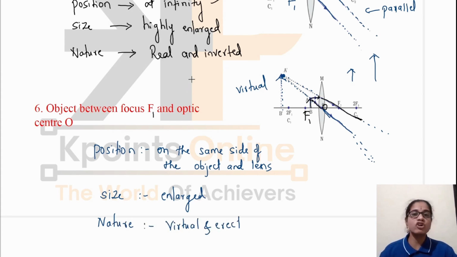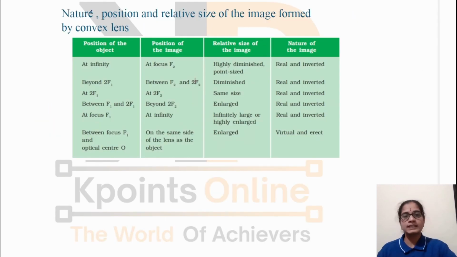This is about the formation of image by convex lens through refraction. This is the summary of the nature, position and relative size of the image formed by convex lens. See here, when the object was placed at infinity, the position of the image is F2.